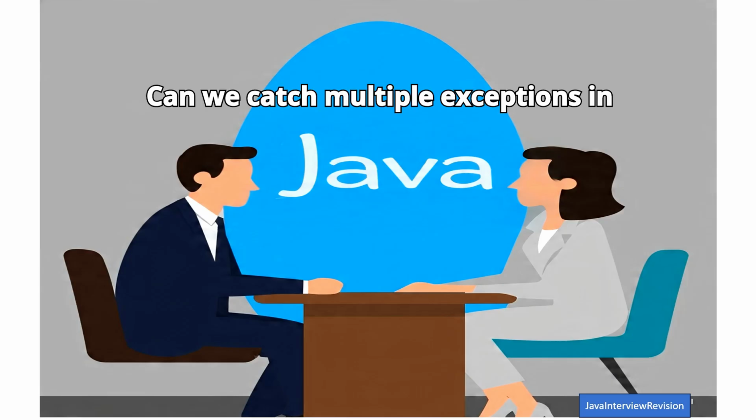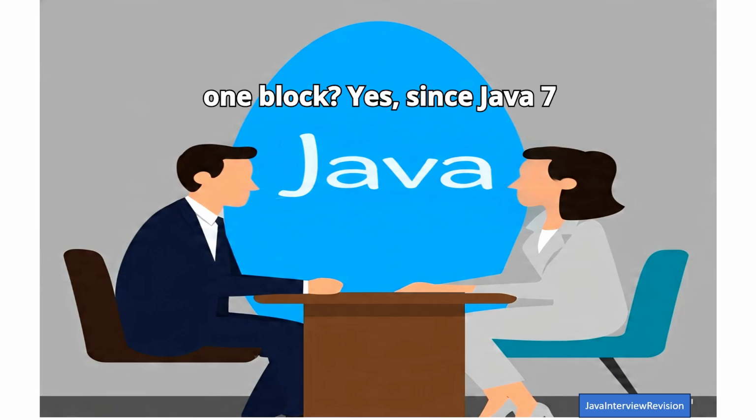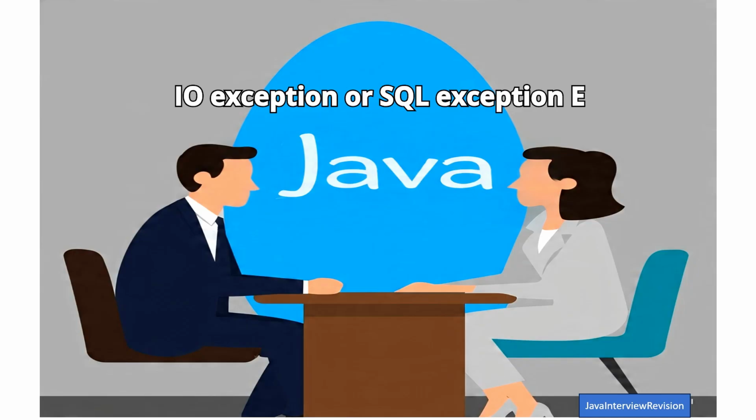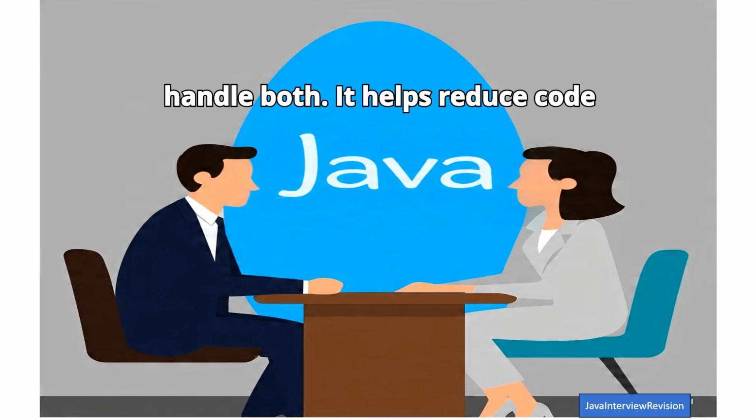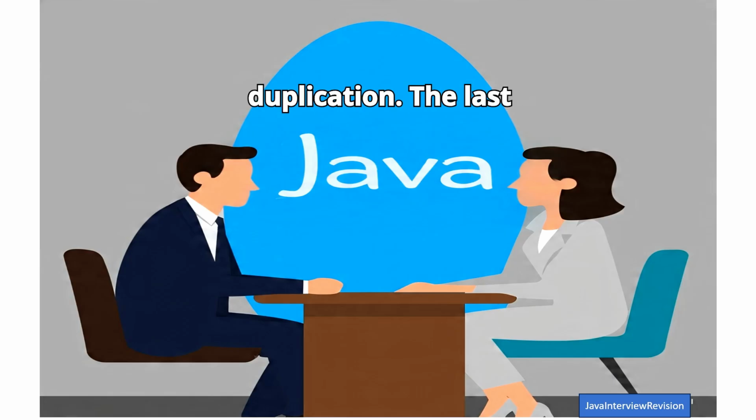Can we catch multiple exceptions in one block? Yes, since Java 7 we can use multi-catch. catch (IOException | SQLException e), handle both. It helps reduce code duplication.